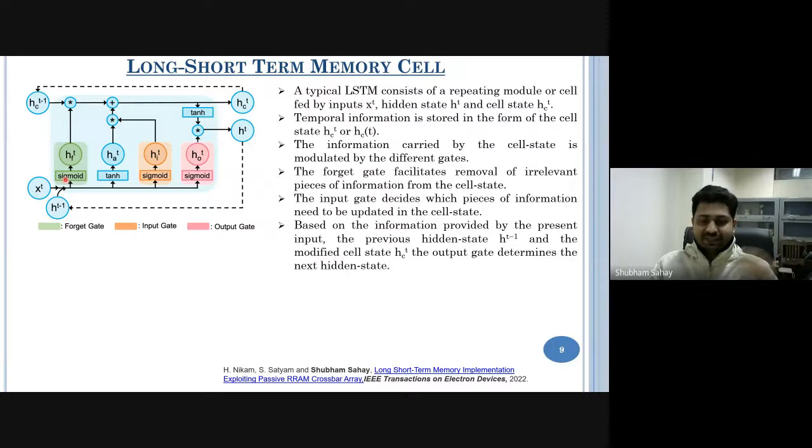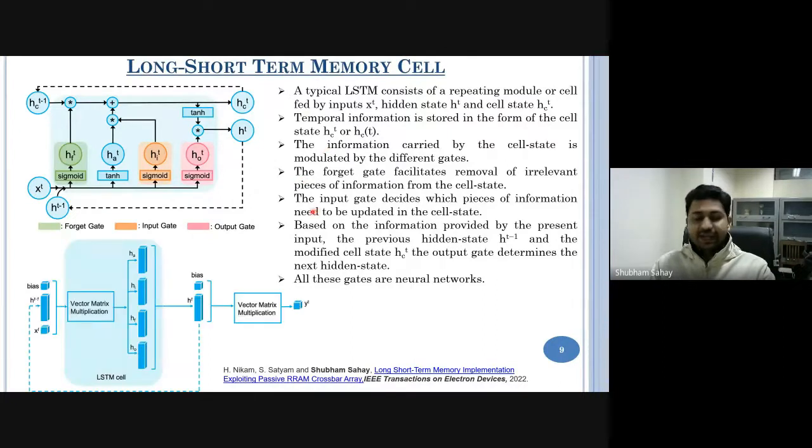How? We have these gates, which are essentially neural networks themselves. First, the forget gate removes some irrelevant pieces of information from the past context. Then the input gate adds some new information to that. And then the output gate forms the hidden state for the next layer of cells and the cell state for the next layer of cells. So that is what happens in an LSTM network.